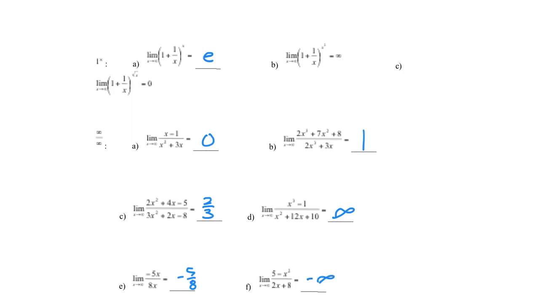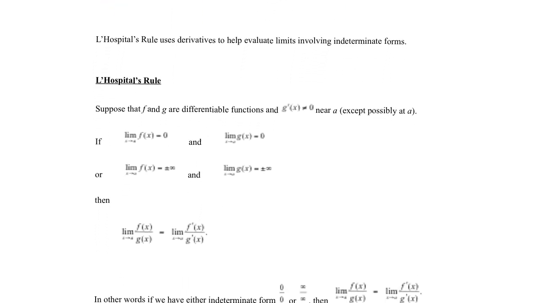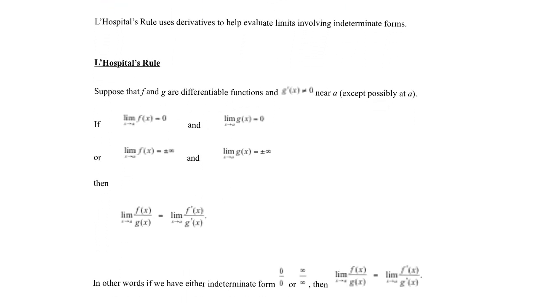So this is just showing that for this infinity over infinity, all of these are this one indeterminate form, and you can see there are a lot of different answers for that. So any of these indeterminate forms could literally be anything at all. And that's why we have to evaluate each of them independently. Well, L'Hopital's rule, what it does is it uses derivatives to help evaluate limits involving these indeterminate forms, and it works on all 7 of those.